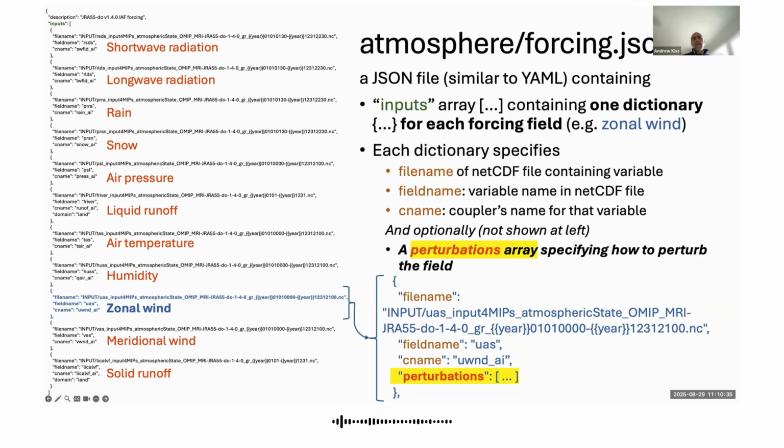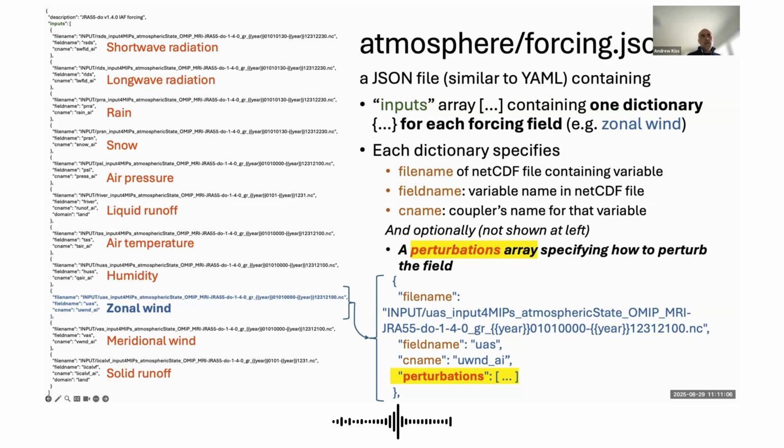It's a similar format to YAML, which you're probably more familiar with. The main thing in it is an array, denoted by square brackets, called inputs. The elements in the array are dictionaries, denoted by curly brackets, and there's one dictionary for each forcing field. I've labeled the forcing fields here to make it easier to understand. These are all of the forcing fields that are passed into the model via YATM.